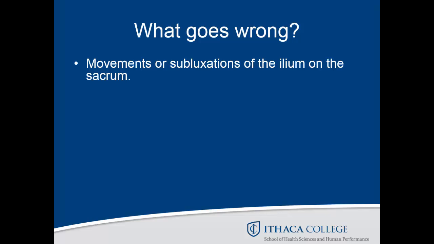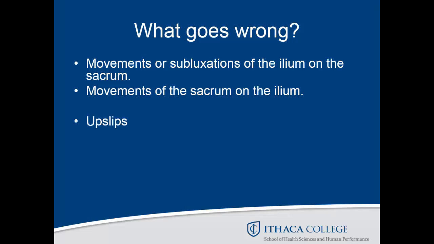again, the innominate is the fusion of three bones, and then there's two innominates in the pelvis. But movements or subluxations of the ilium on the sacrum, innominate on the sacrum. We can get movements of the sacrum on the ilium, and some of these movements can be described. As we describe these, an upslip would be, let's say the right innominate has moved upward, superiorly, on a fixed sacrum, so it's slipped upwardly. So an upslip is a movement or displacement of the innominate on the sacrum in an upward direction.